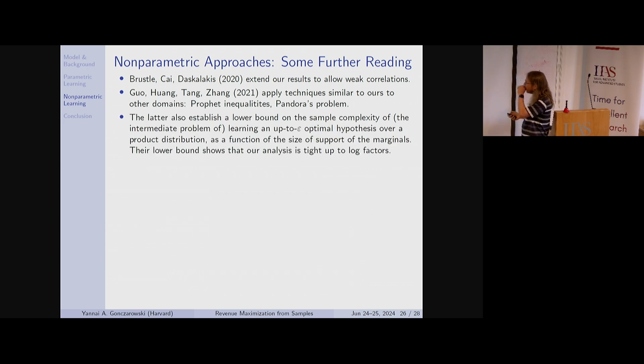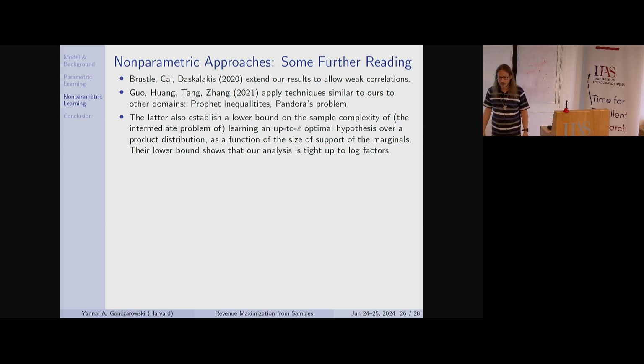What I'm most excited about in their paper is that they actually have a lower bound on the sample complexity of the problem that underlied our analysis and also underlies these, which is learning an epsilon optimal hypothesis over a product distribution as a function of the size of the support of the marginals. If you think about this, this is the inherent problem we solve there. All the rest are bells and whistles. Their lower bound shows that our analysis, the number of samples that we need, even though we kind of waved hands and didn't do anything fancy auction theoretically, is tight up to log factors.